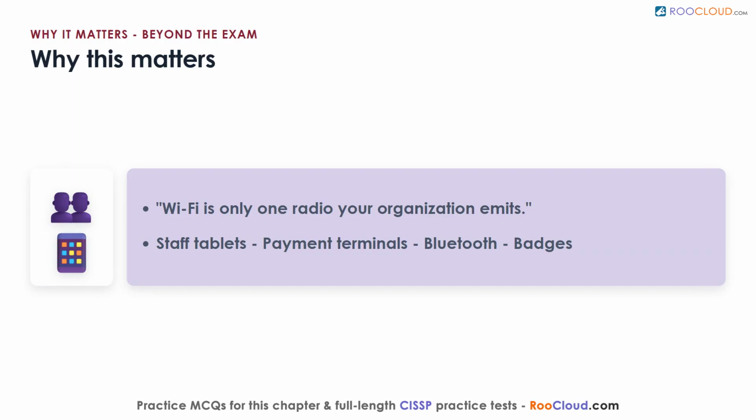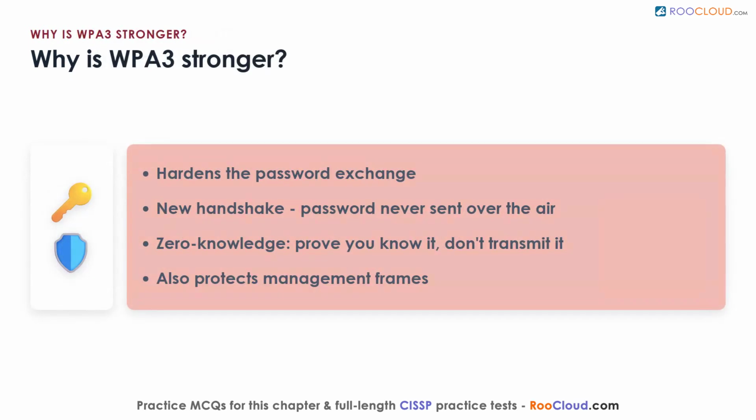Knowing how each technology authenticates and where each one leaks is how you lock the whole radio environment, not just the obvious network. What makes the newest protected access stronger? It hardens the weakest link, the password exchange. The enterprise flavor steps up to a heavier encryption key, while the personal flavor keeps a strong modern cipher.